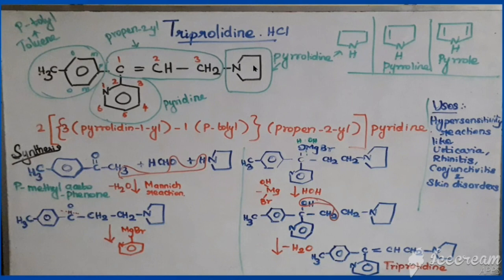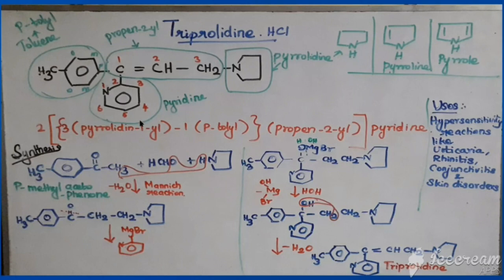So what would be the parent? Pyridine is the parent. So in the second position only, everything would be attached. So 2, open bracket, in that 3, the third carbon of propene, that's why 3, open bracket. This is pyrrolidin-1-yl, because the first position is attached with that. That's why 1-yl, close the bracket. Then in the first position, 1-para-toluene, close the bracket. This is called propen-2-yl pyridine.